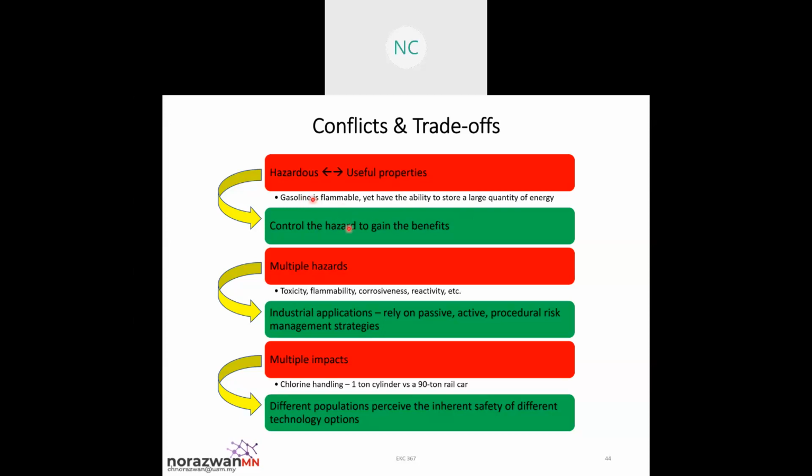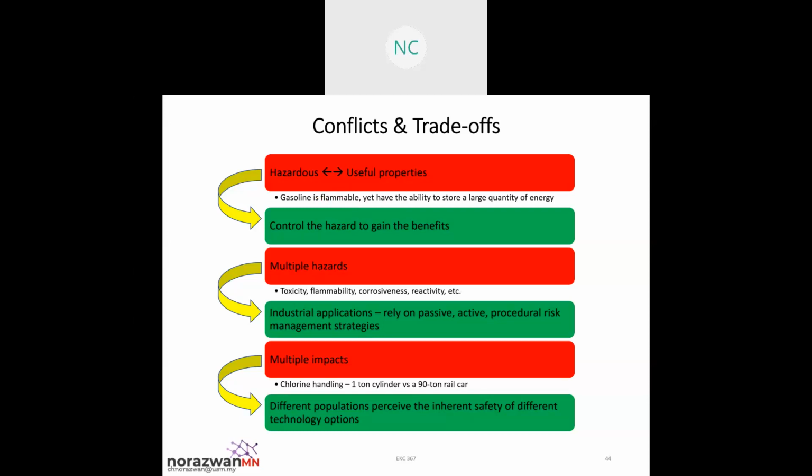You know the gasoline has flammability limits. What is the lower flammability limit? What is the upper flammability limit? Using this information, you can create a control system so that the process will not exceed the limit itself, so that you can still use the gasoline and gain the benefits of its useful properties. Okay, the second conflict is about the multiple hazard.